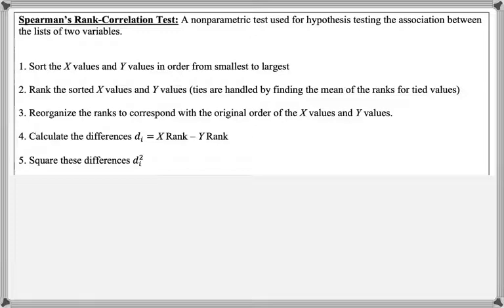Then rank the sorted x and y values, and ties are handled by finding the mean of the ranks for tied values. Next, we reorganize the ranks to correspond with the original order of the x and y values. Then we calculate the differences of the ranks, and then square these differences.